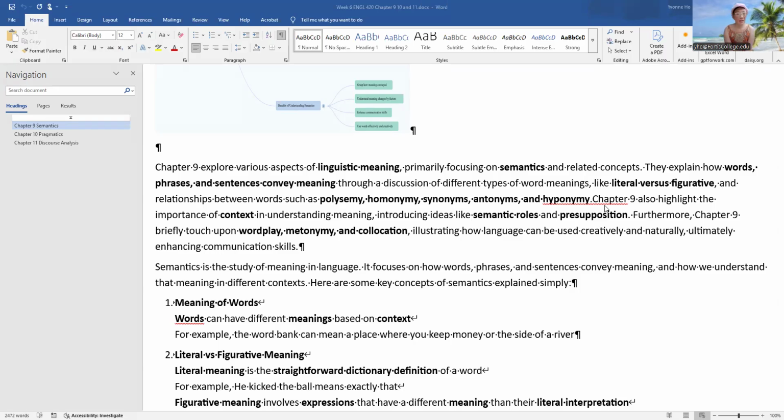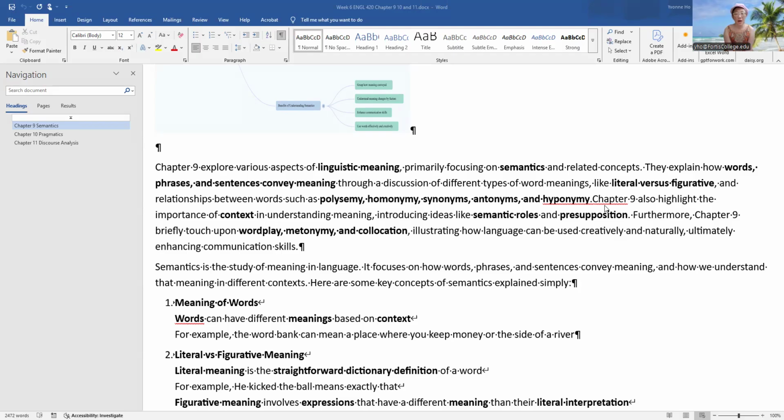Chapter 9 highlights the importance of context in understanding meaning, introducing ideas like semantic roles and presupposition. Furthermore, Chapter 9 briefly touches upon wordplay, metonymy, and collocation, illustrating how language can be used creatively and naturally, ultimately enhancing communication skills. Semantics is the study of meaning in language.